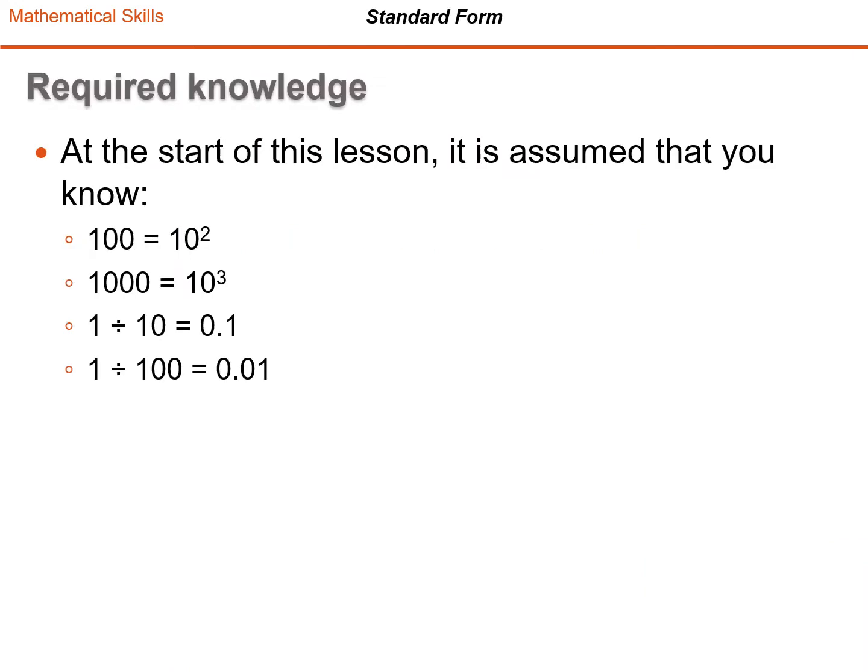To get started with standard form, the basic knowledge you need is very limited. All we really need to know is that 100 can be represented as 10 squared and 1000 as 10 cubed, and that 1 divided by 10 will be 0.1 and 1 divided by 100 will be 0.01. Everything else we will build off that basic knowledge.